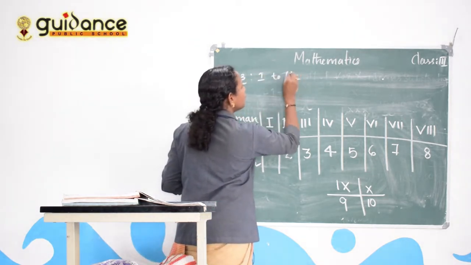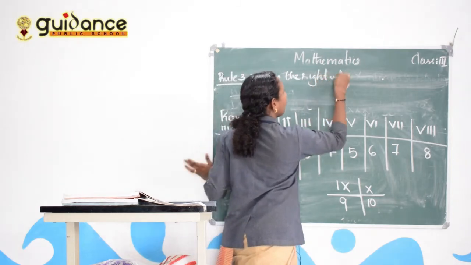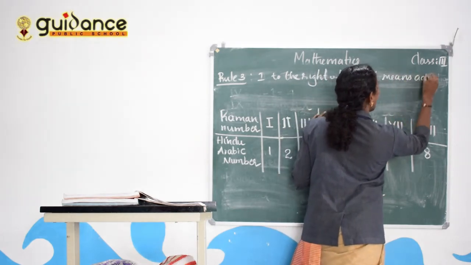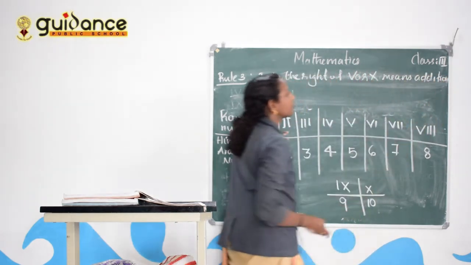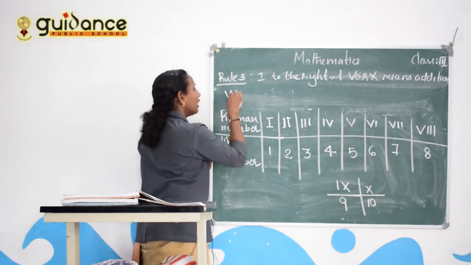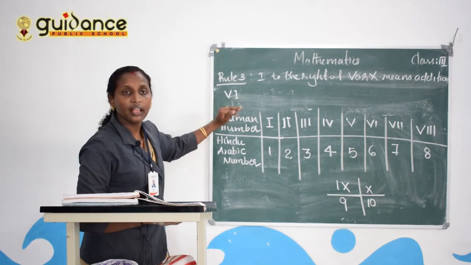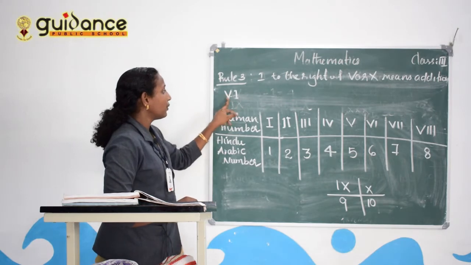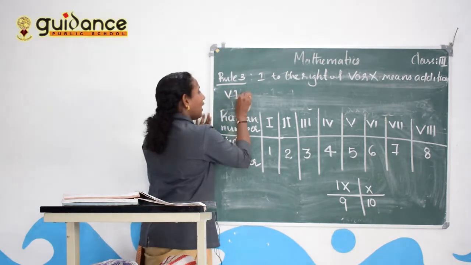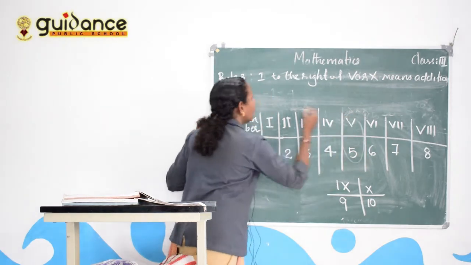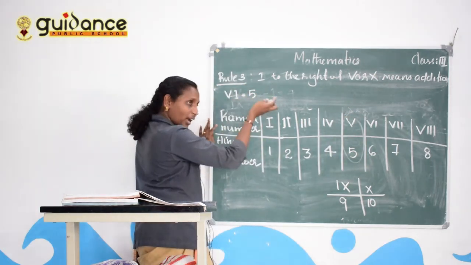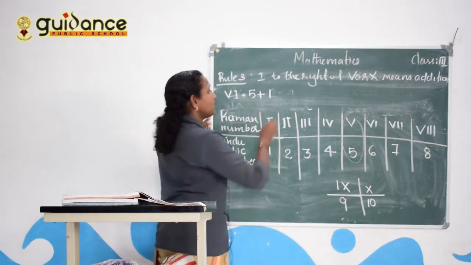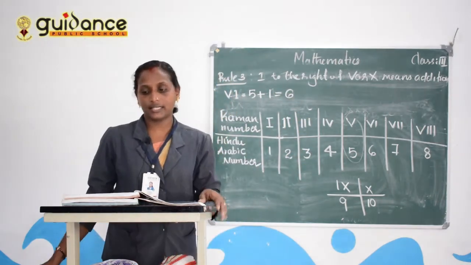I to the right of V or X means addition. That means VI. That means I comes to the right of V. That means VI. The value of V is 5. Then right, that means it is positive. Then the value of I is 1. That is 5 plus 1. What is the value? 6.